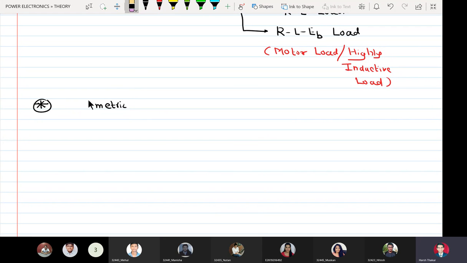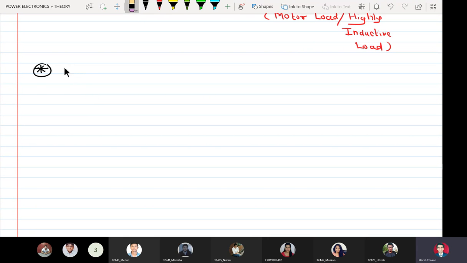So rather than writing symmetric again and again, we know that we have to study symmetric half control bridge, and that too those in which there are two SCRs in upper half and two diodes in lower half. That's what we have to study. Operation of half control bridge with purely resistive load, that is R load.